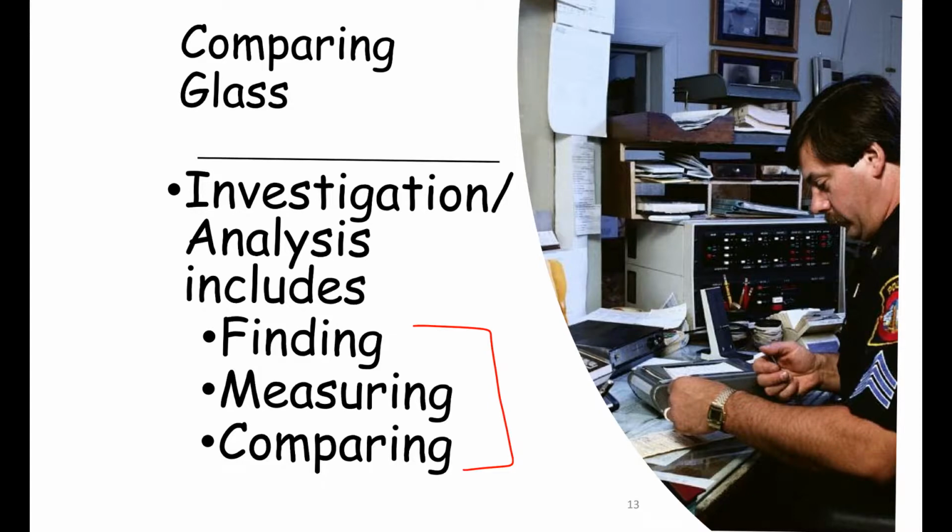So on this slide, we're talking about how we're going to use glass in a forensic investigation, or how we can use it as evidence when we're running through our forensic analysis. And it's going to comprise 3 steps. First and foremost, you're going to have to be able to find the glass, then you have to measure it, and then you have to start comparing your glass from your crime scene or your suspect to some known samples, some things that you know for a fact. I know this piece is Pyrex, I know this piece is regular glass, or whatever the case may be. So that's what we're about to delve into.